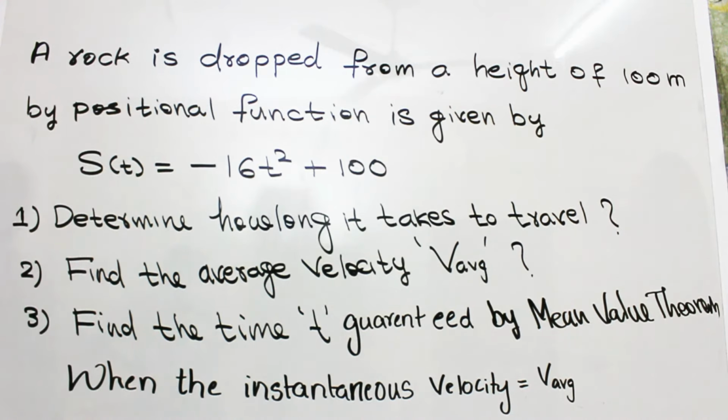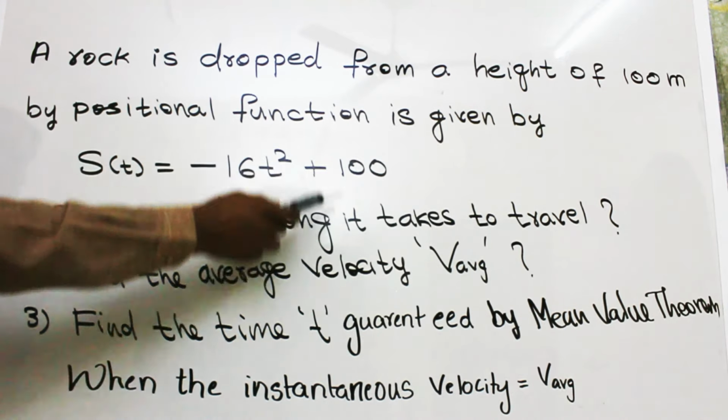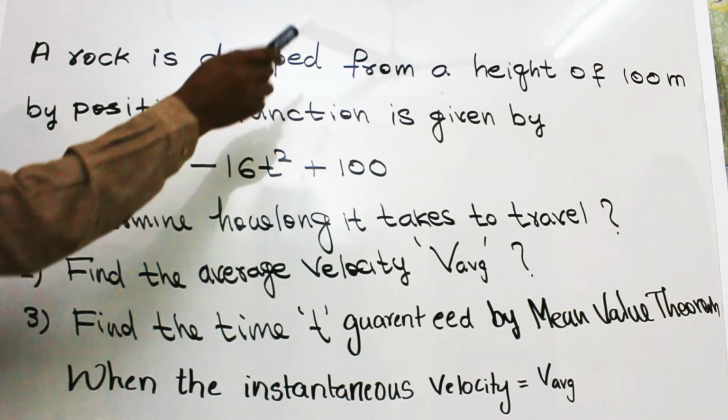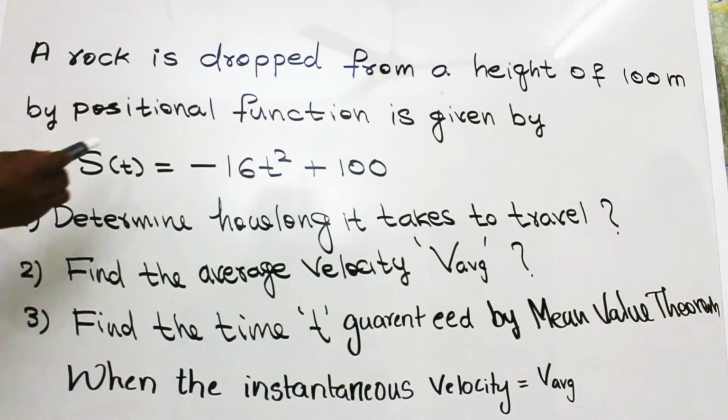We have three different types of questions. This is the function s of t equals minus 16 t squared plus 100. It is a positional function of this body, and if you want to find the velocity, you find the first derivative and you will have the velocity function. If you differentiate again, you will have the acceleration function.